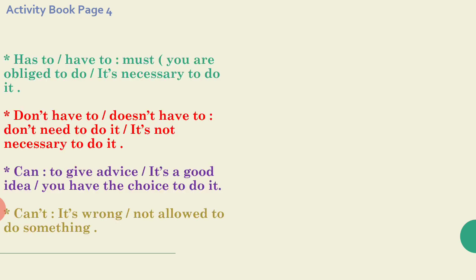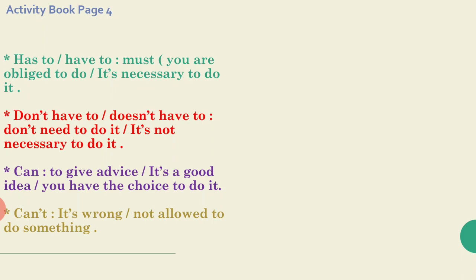In this video, we are doing some of the activity book exercises, so let's start with them. We are going to start with activity book page 4. But before starting, let's revise the modal verbs. We said that we have four modal verbs in our book, and we started with has to and have to. We said that both mean must, so you are obliged to do something, and it is necessary to do something.